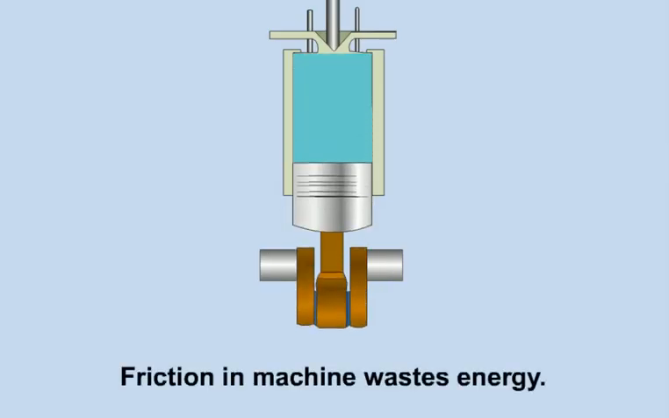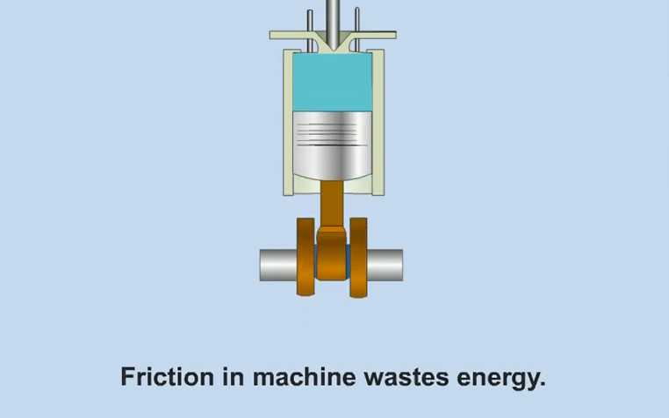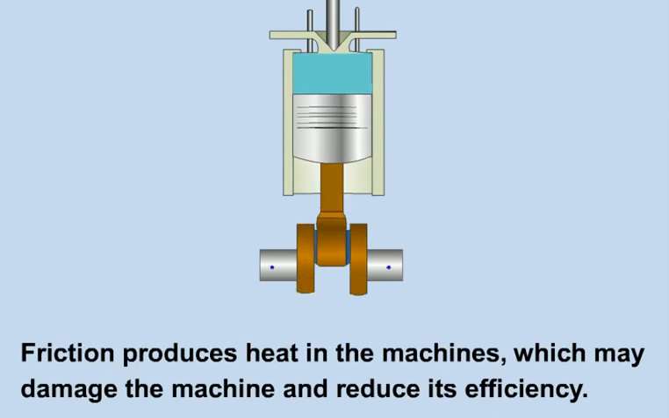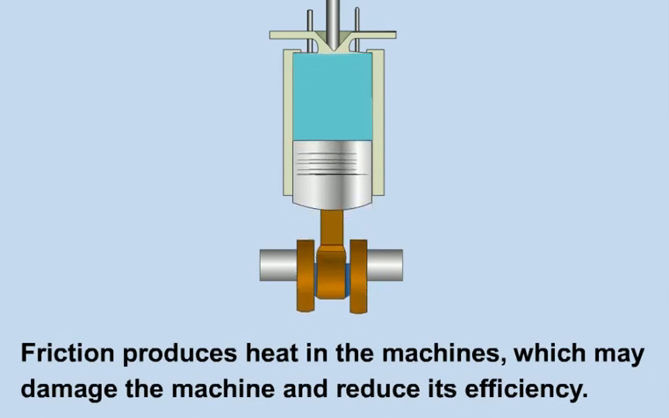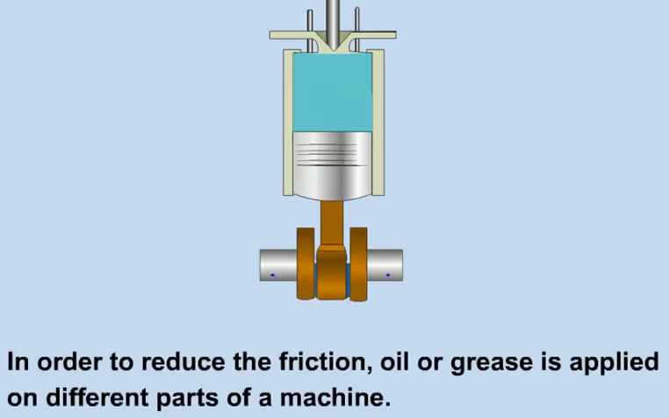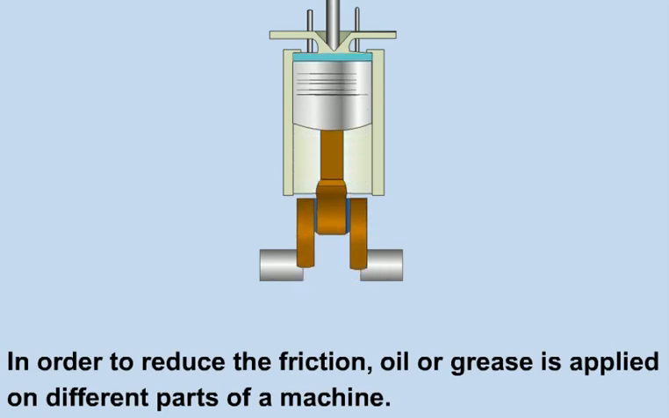Students, friction in machines wastes energy. Friction produces heat in the machines, which may damage the machine and reduce its efficiency. In order to reduce the friction, oil or grease is applied on different parts of a machine.